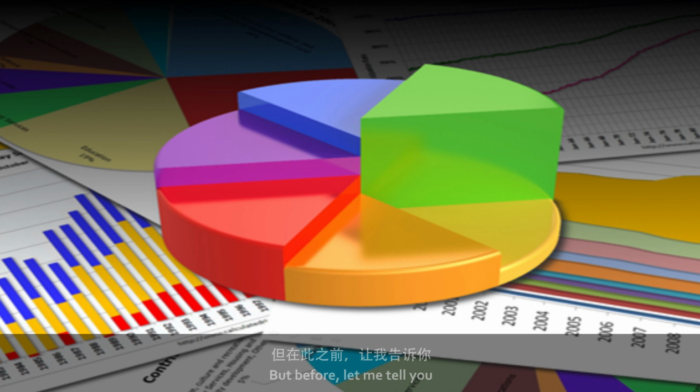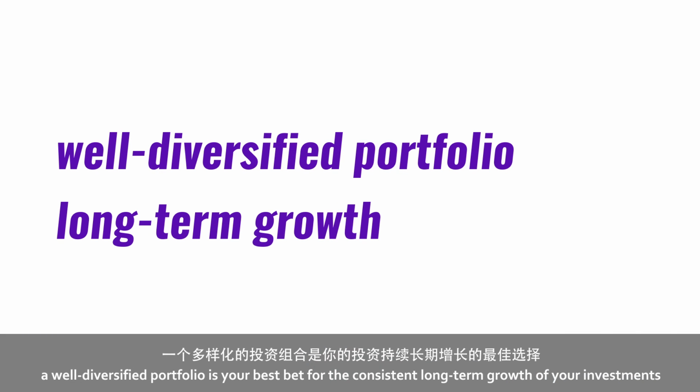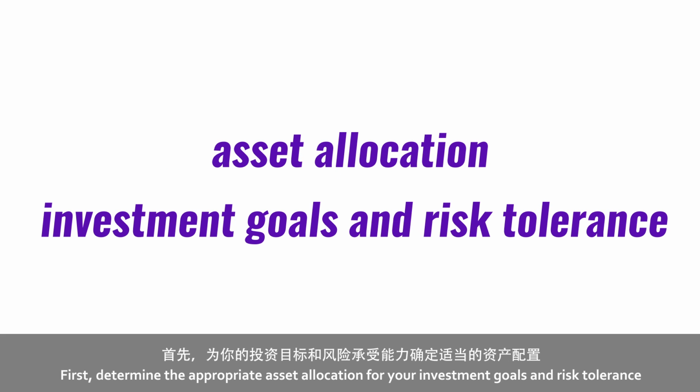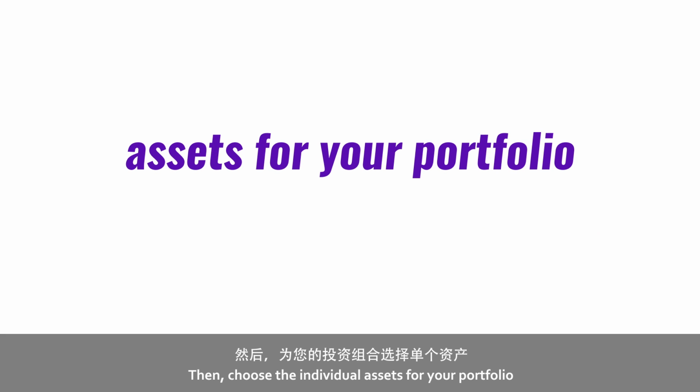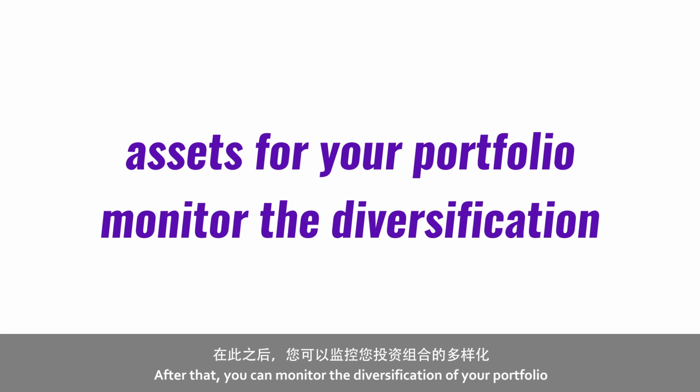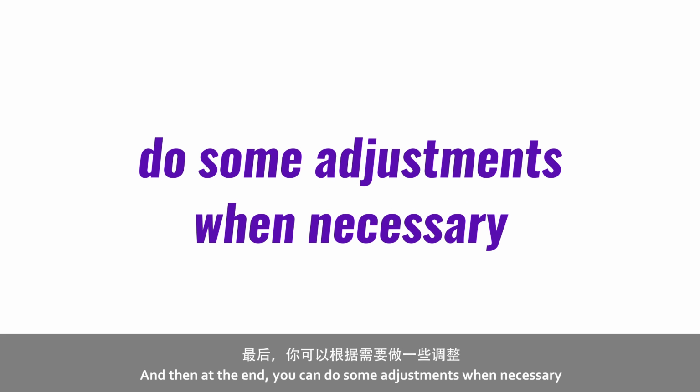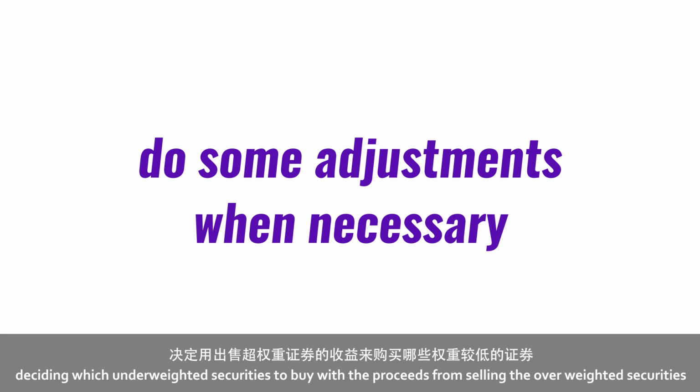But before, let me tell you, a well-diversified portfolio is your best bet for the consistent long-term growth of your investments. Okay, let's see. First, determine the appropriate asset allocation for your investment goals and risk tolerance. Then, choose the individual assets for your portfolio. After that, you can monitor the diversification of your portfolio, checking to see how weightings have changed. And then, at the end, you can do some adjustments when it's necessary, deciding which underweighted securities to buy with the proceeds from selling the overweighted securities.